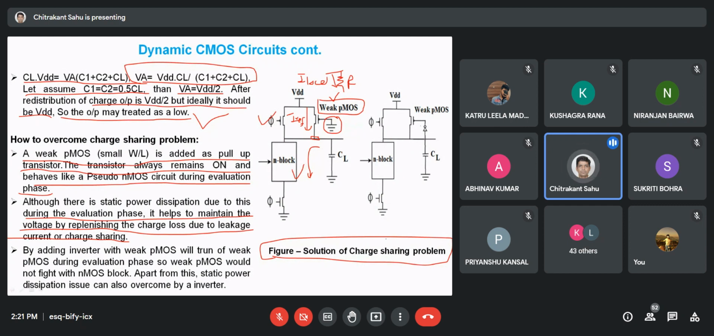Okay, so why does this charge sharing and charge leakage problem arise? Because we are charging the output voltage to VDD, and after the evaluation phase it may not hold a VDD value, so that may degrade it. So for that we are introducing one PMOS so that it will restore its previous value. So by adding the inverter with the PMOS, we turn off the PMOS during the evaluation phase. So the weak PMOS does not fight with the NMOS block. Apart from this, the static power dissipation issue can also be overcome by the inverter.